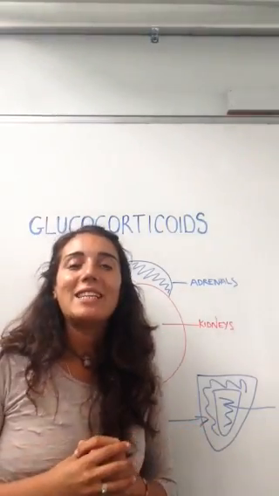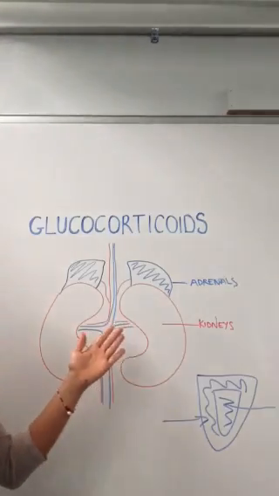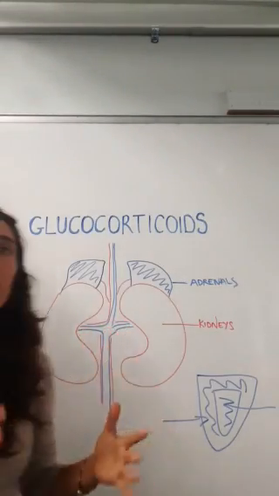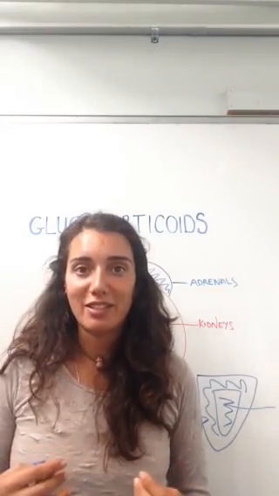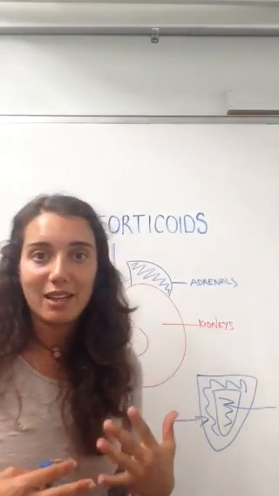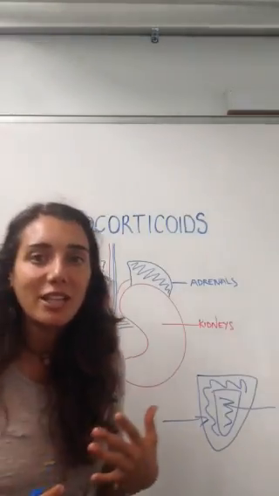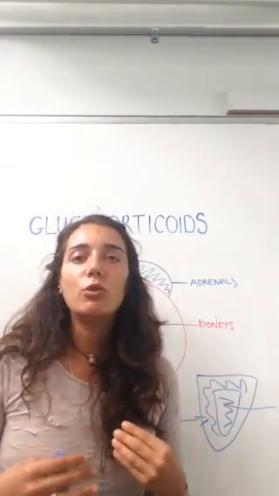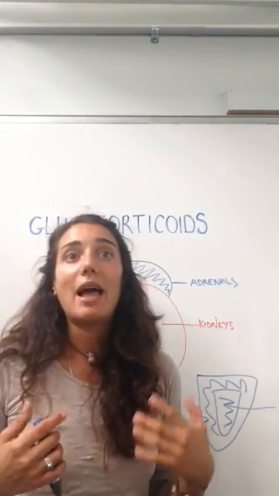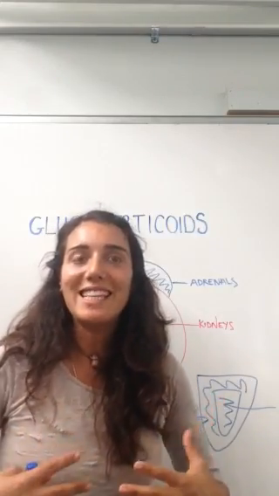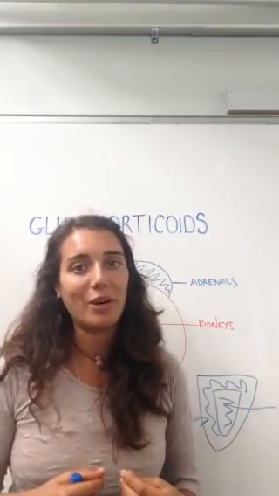Hello and welcome. Today I will be discussing glucocorticoids. They're a type of hormone responsible for the regulation of metabolism and resistance to stress in the body. So today I'll be discussing their structure, their function, where they're located, and I'll also run through a typical negative feedback cycle to help explain how cortisol is released and the effects that this has on the body.